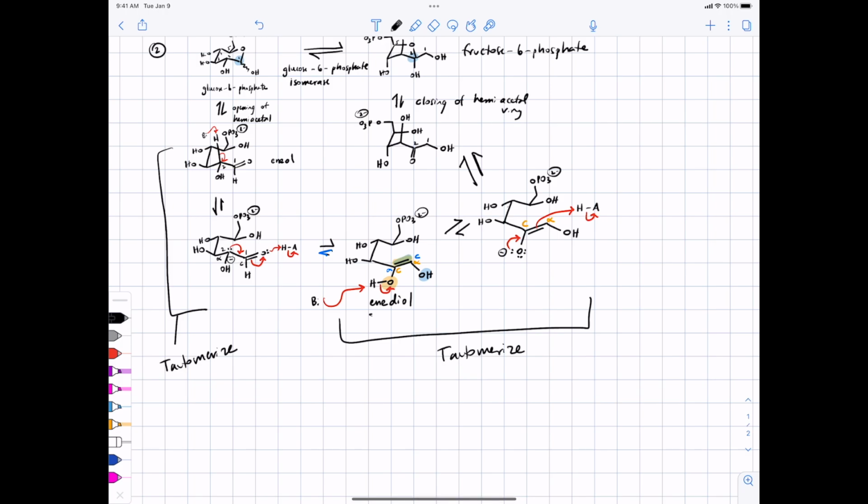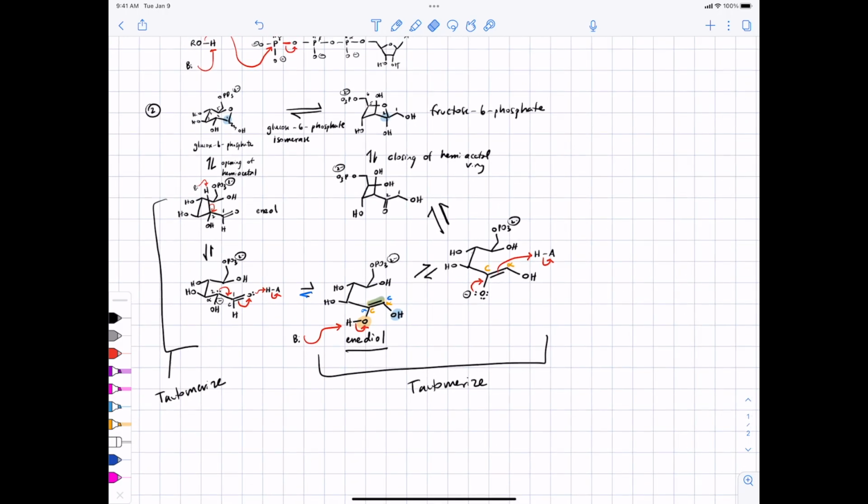And the key is this enediol intermediate. Now you might expect that this reaction is reversible, and it is. There's not a huge free energy change, so it's easy to go backwards versus forwards. All right, questions about that reaction?